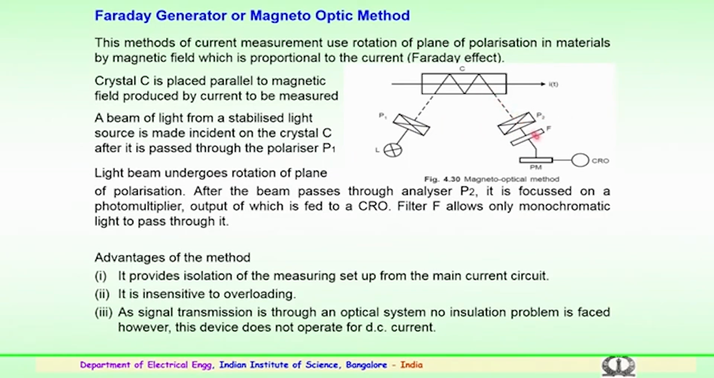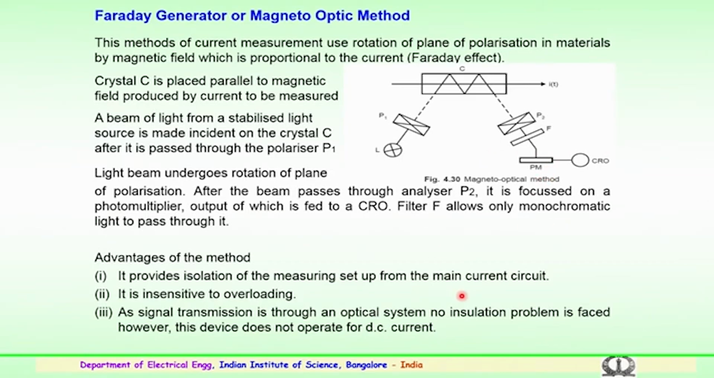It is further focused on the photomultiplier, with a filter F and a photomultiplier here. The output is further connected to a digital storage oscilloscope or a cathode ray oscilloscope, and the filter F, which is shown here, allows only monochromatic light to pass through this photomultiplier.